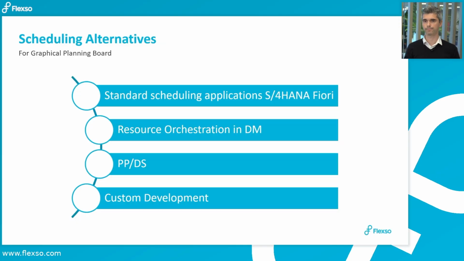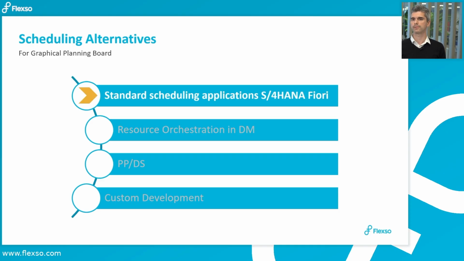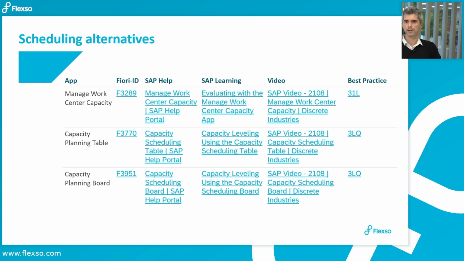Thank you. The first alternative we need to have a look at is what's available as standard in the Fiori applications when you procure S/4HANA Private Cloud. There are tons of standard applications available, embedded in the product. So let's see what's in there for scheduling. There are actually 3 applications that SAP themselves put forward as an alternative for the old graphical planning table, 3 standard Fiori apps.